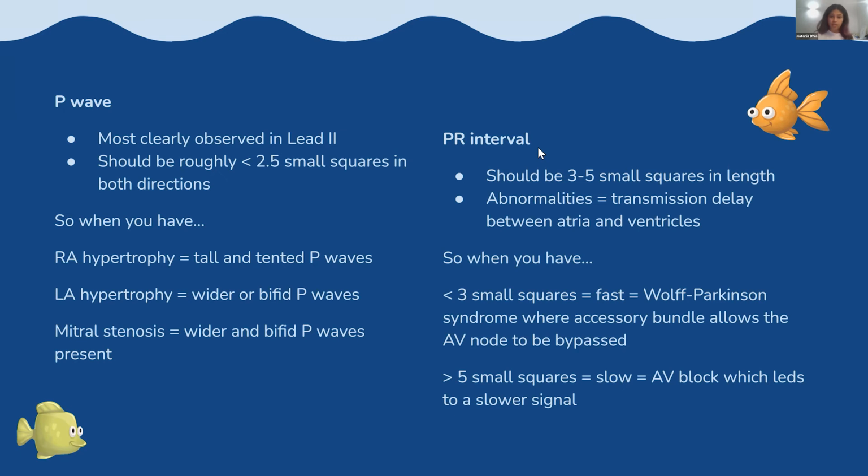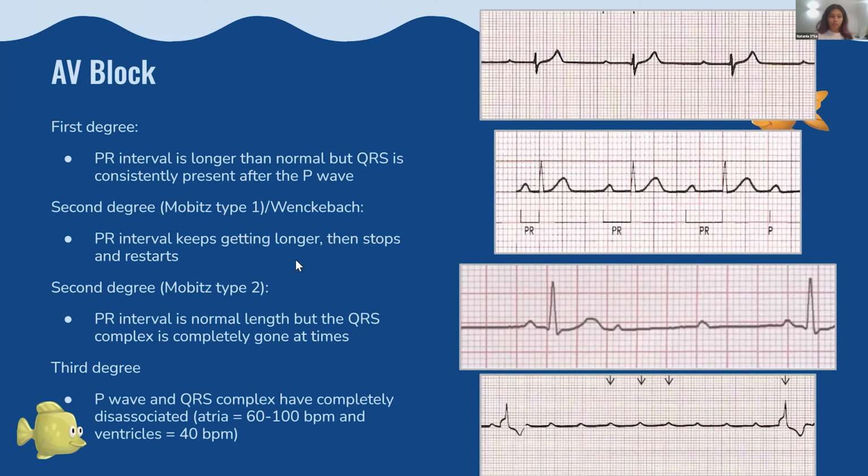So let's talk about AV block. There's 4 different types we can discuss: first degree, second degree, and third degree, and second degree has those 2 separate types. In first degree, the PR interval is longer than normal, but the QRS is consistently present after the P wave. So this is just a regular thing that's happening, even though the PR interval is longer than we expect it to be. And you can see that in the first ECG trace here.